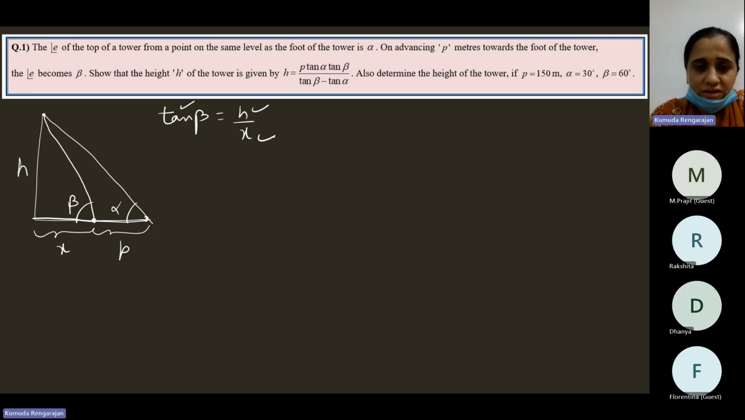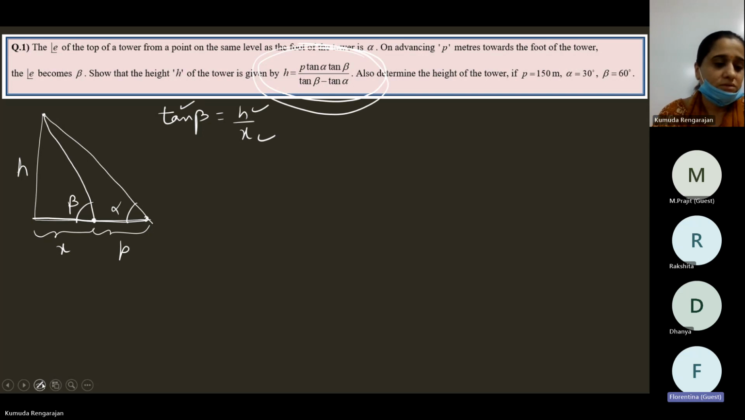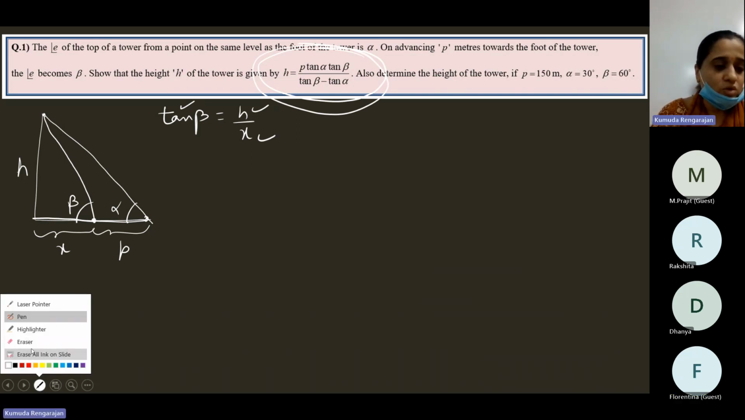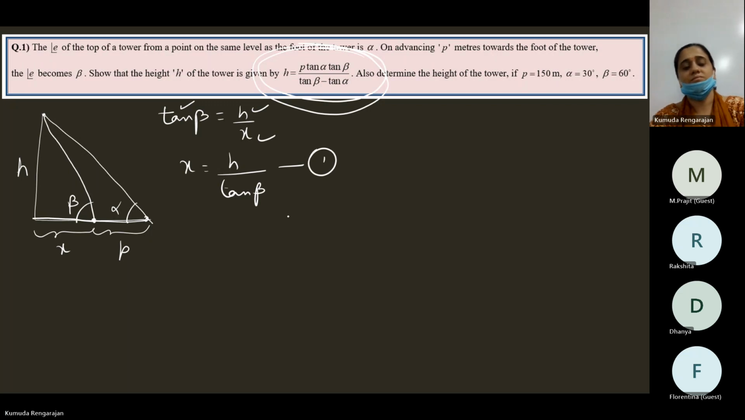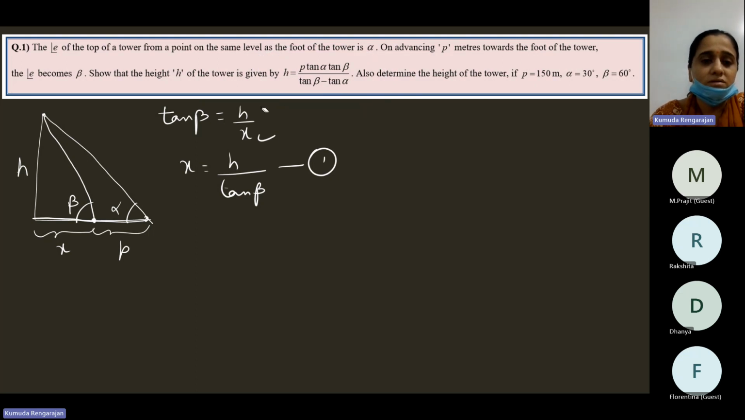Now, which of these three you don't find in the final result here? Which among these three you don't see in the final result here? X, ma'am. X. So please write like this: x is equal to h by tan beta. Is this fine? You have to acknowledge, Florentina. Yes or no? Yes, ma'am.